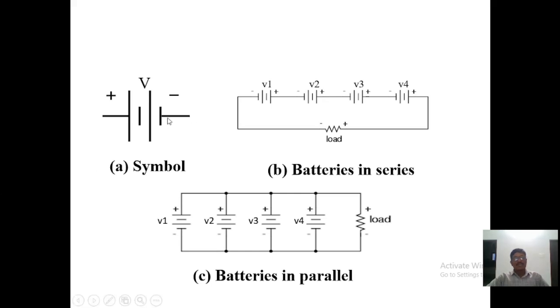Batteries may be connected in 2 ways. One is battery in series connection. If you need to increase the voltage, we may connect the batteries in series connection. If you want to increase the current rating, you have to connect the batteries in parallel connection. This one is the series connection. This is the parallel connection of batteries. In this case, we are using 4 batteries. The battery voltages are V1, V2, V3 and V4.